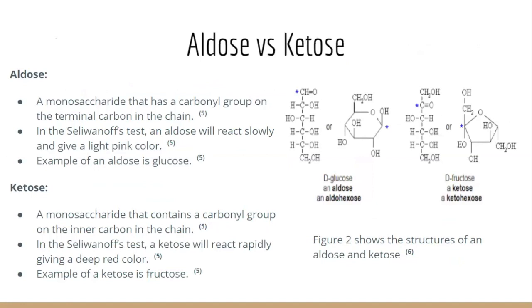A ketose is a monosaccharide that contains a carbonyl group on the inner chain, and in the Seliwanoff test, a ketose will react rapidly, giving a deep red color. An example of a ketose is fructose.